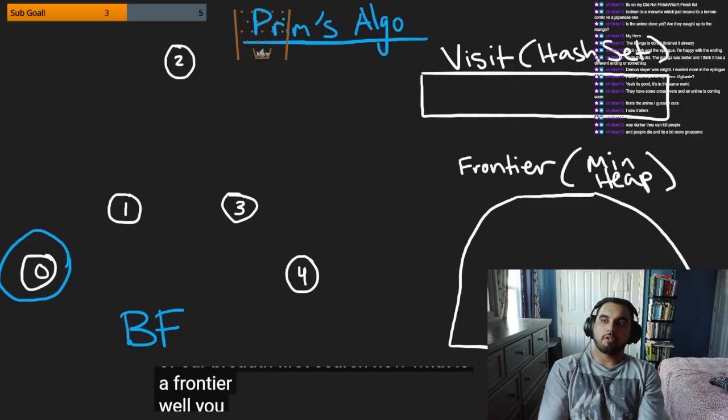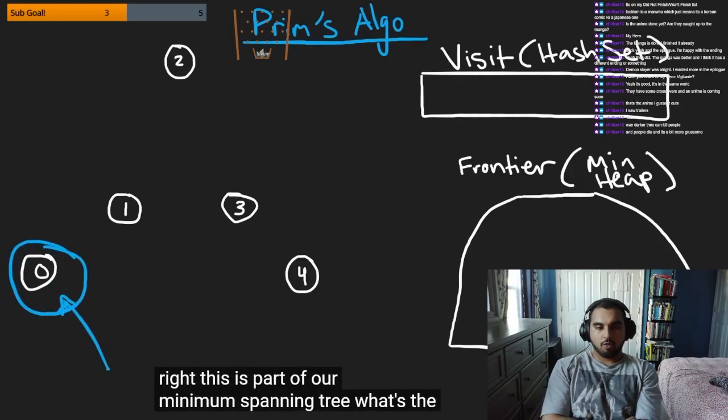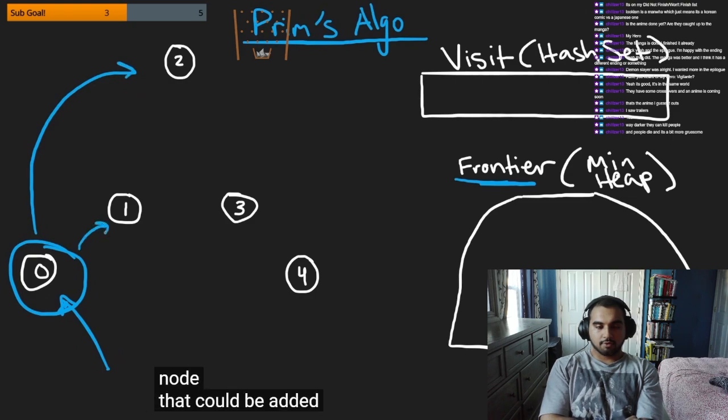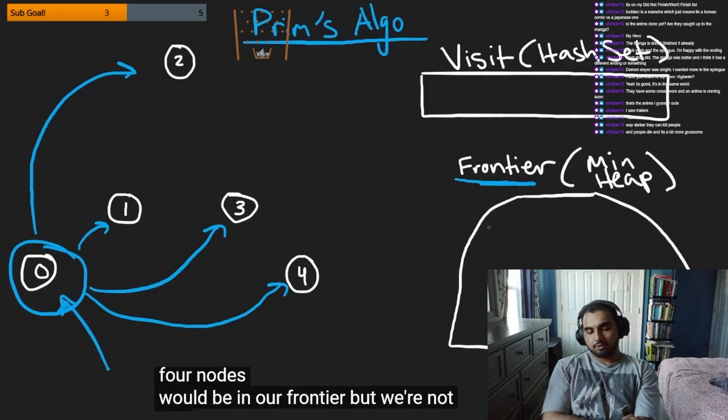Now, what is a frontier? Well, let's say we had a single node. So we visited this. This is in our graph, right? This is part of our minimum spanning tree. What's the frontier then? Basically, every possible node that could be added from this position, right? So initially, if we just had one node, these 4 nodes would be in our frontier, but we're not just going to have each node in the frontier.